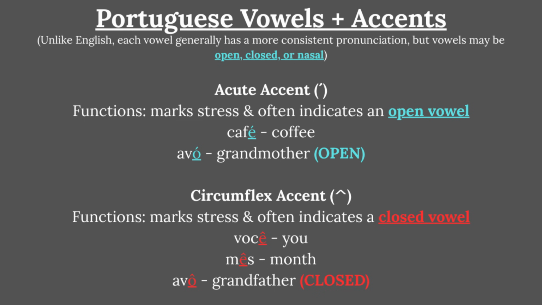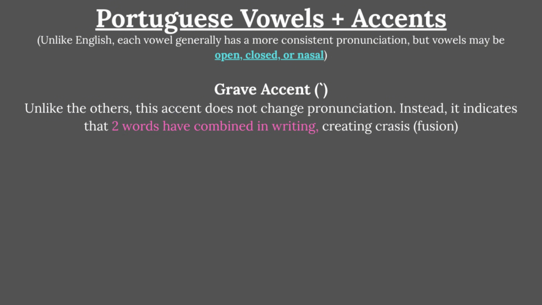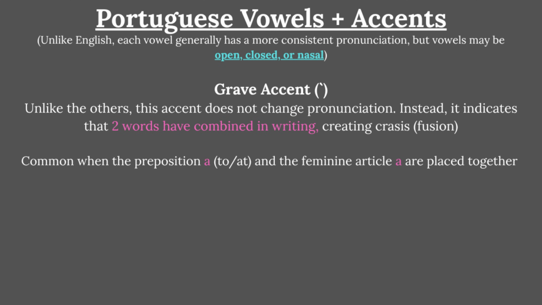A different accent is the grave accent, a small mark pointing to the left, which does not change pronunciation but indicates the 2 words have combined in writing. In other words, it's a grammatical contraction that marks crasis, which is a fusion of 2 identical vowels. This accent is common when the preposition a, meaning to or at, and the feminine article a are placed together.